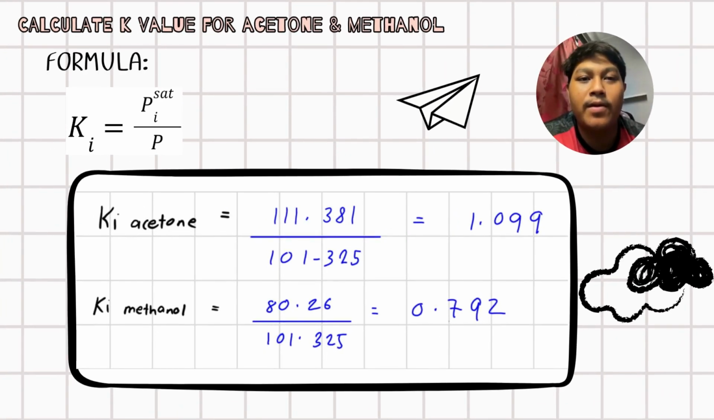Next, we are going to calculate the K value for acetone and methanol. The formula we are using is K equals P saturated over P. For K acetone, 111.381 over 101.325 is equal to 1.099. For K methanol, 80.26 over 101.325 is equal to 0.792.